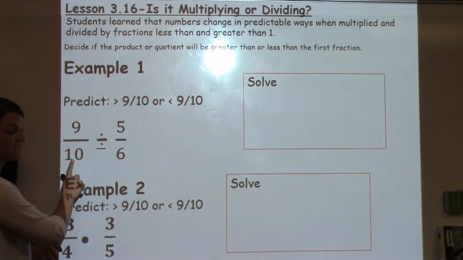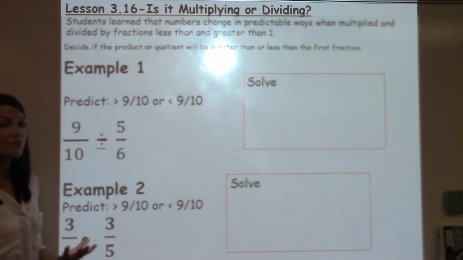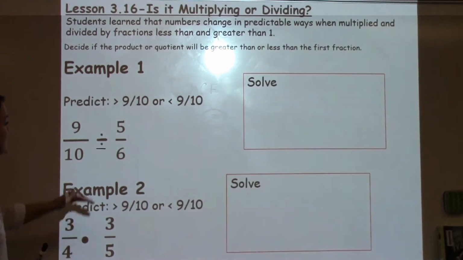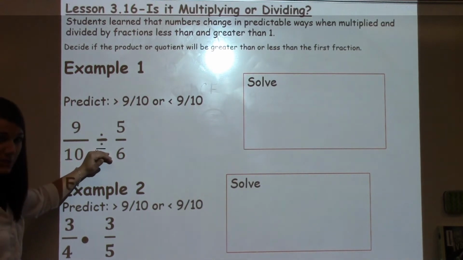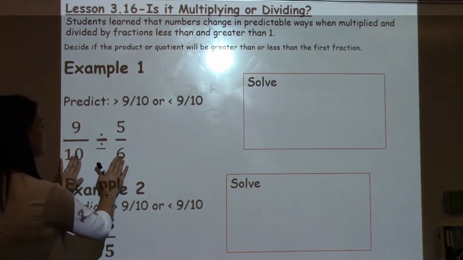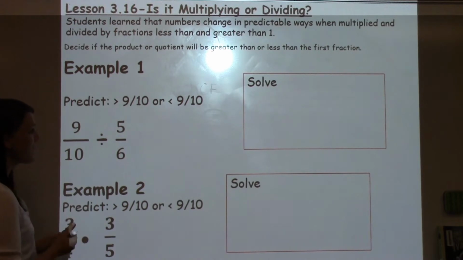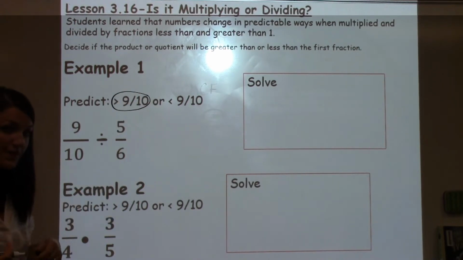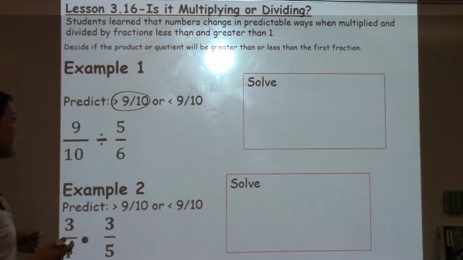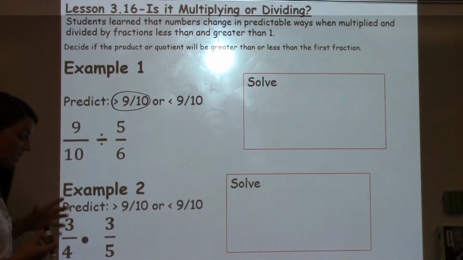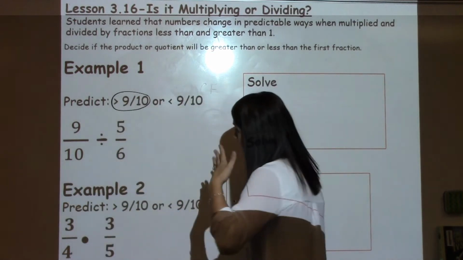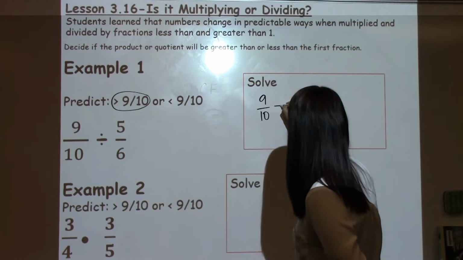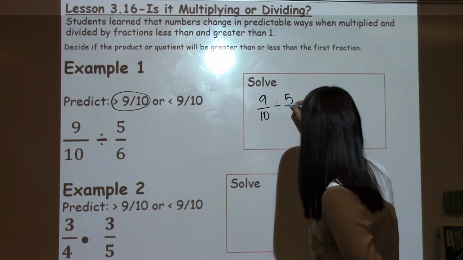But whenever I have division of fractions, whenever fractions are in my operation, the opposite actually happens. So instead of things getting smaller with division, because I'm working with two fractions, my answer is probably going to get bigger. So I'm going to predict that because I'm working with fractions, I'm going to have a larger answer than 9/10. So now that I've made my prediction and thought through the process, I'm going to go ahead and solve. My problem is 9/10 divided by 5/6.